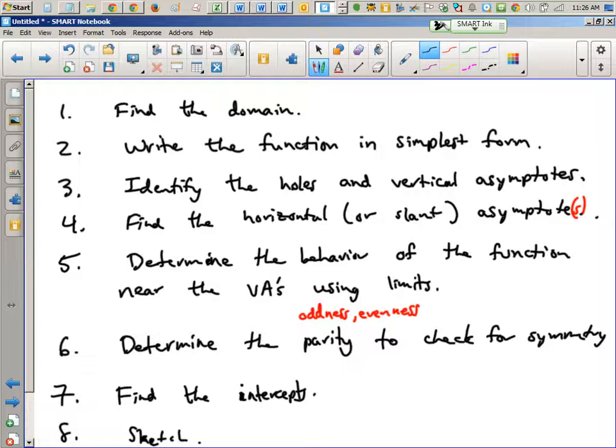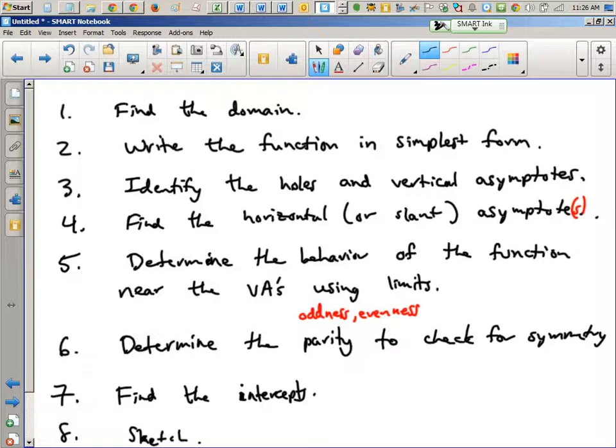Okay? Also, don't take these too literally. Like, some of these steps don't apply to every problem. For example, I might give you a problem that's already in simplest form, so there's no reason to put it in simplest form. Or I might give you a problem that doesn't have parity, like there isn't any symmetry. You just showed that there's no symmetry. I'll show you how again in a minute.